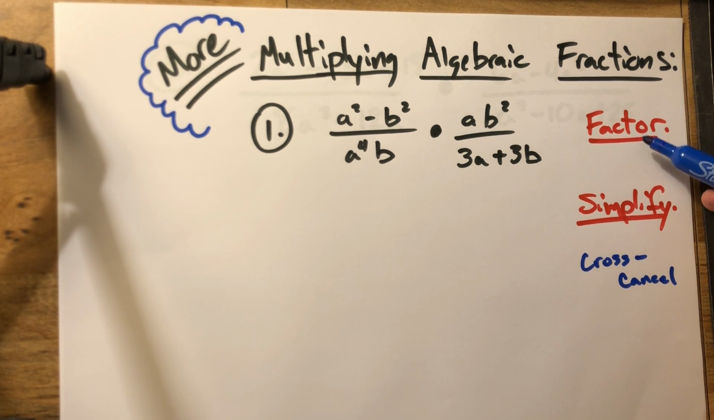There are 3 steps, well, really 2 steps that I want to talk about. The first is factoring. You're going to have to factor, so maybe factor trinomials or maybe factor out a number. And then simplifying before you multiply across. This is considered cross-canceling in multiplication of fractions.